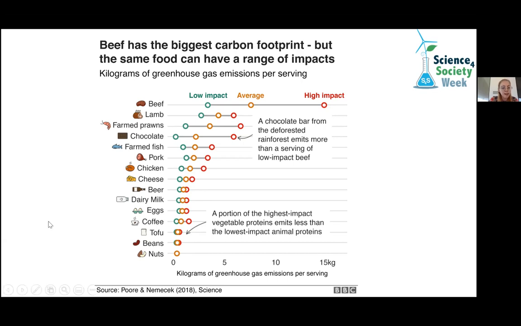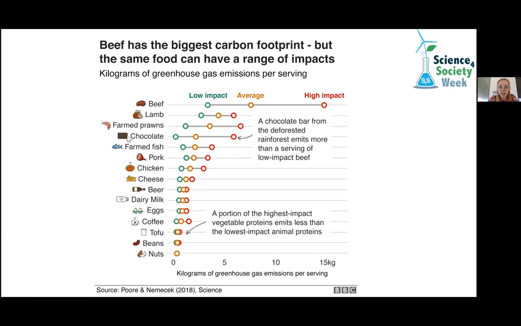So we've had some fantastic answers coming through. We've got some really good swaps there. So I know for me, when I went vegan, the hardest thing for me to swap out was chocolate. I really, really liked milk chocolate. And as you can see here, chocolate can have a really, really low impact. But chocolate can also have a really, really high impact compared to what the lowest impact is.